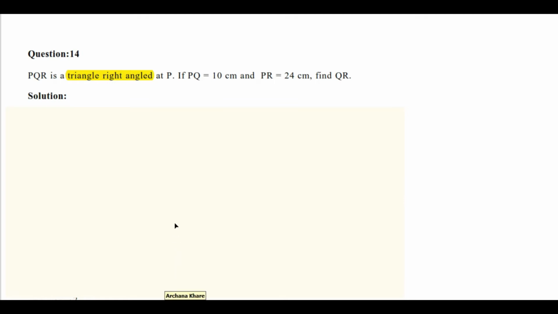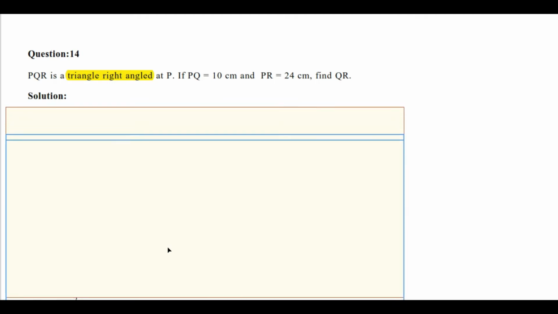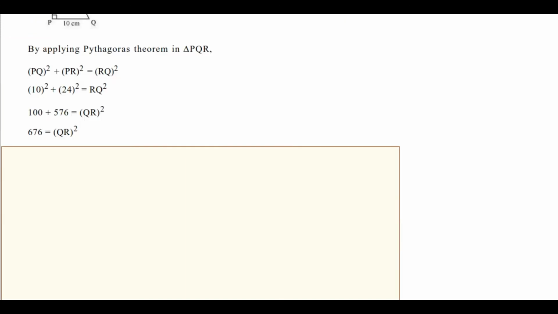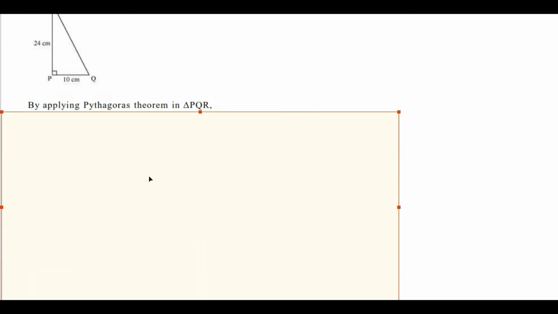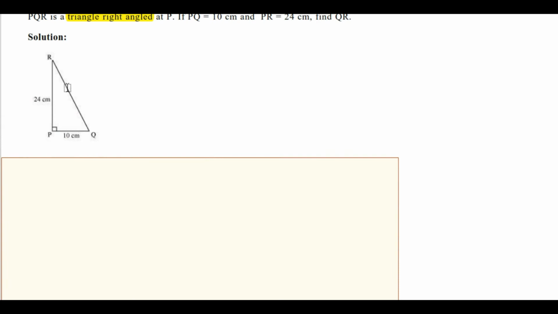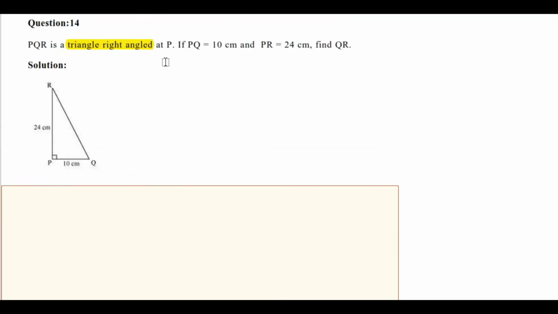So first we are going to see how we will construct the figure here. First we will draw a triangle PQR like this, in which they are saying the right angle is at point P. So here we have constructed point P at 90 degrees. This is the main thing you should know: where is the right angle? After placing the right angle, you can place Q as well as R anywhere.